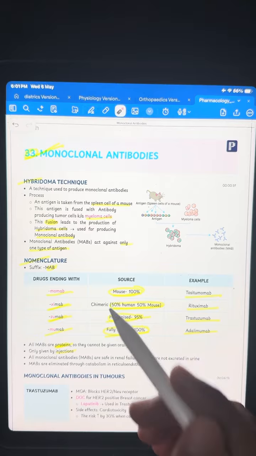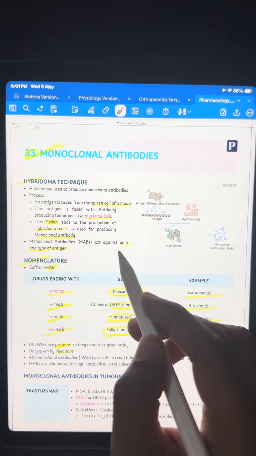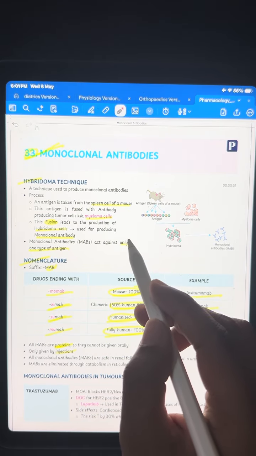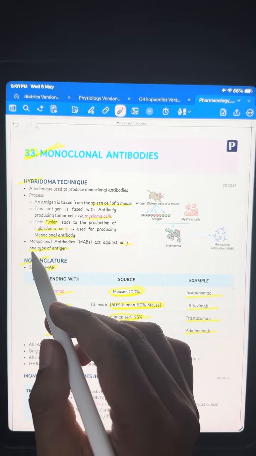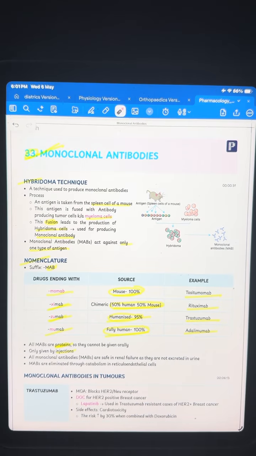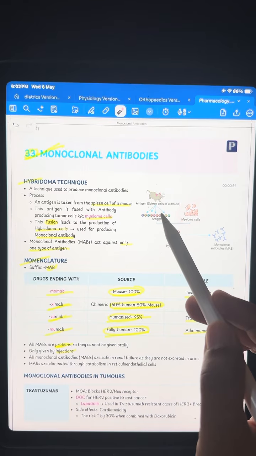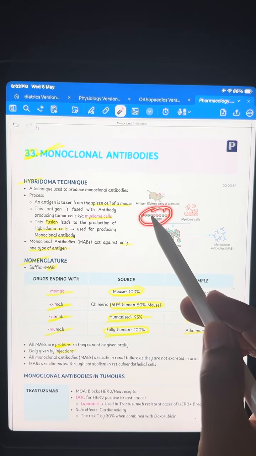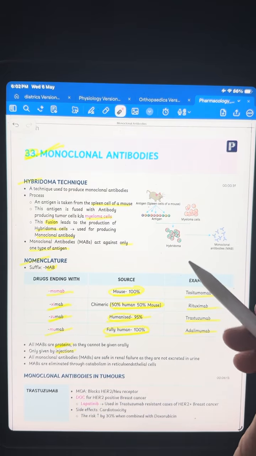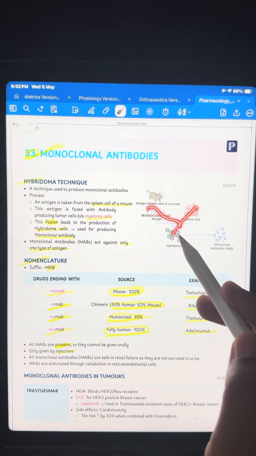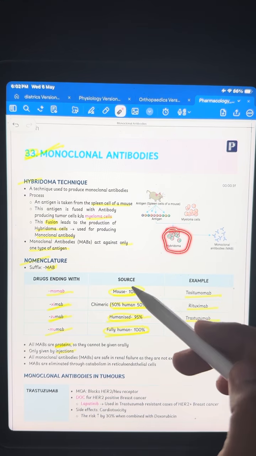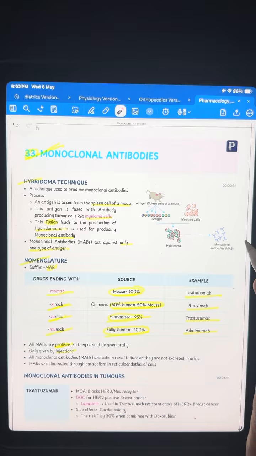And there is a specific thing about it, that it only acts against one type of antigen. These are myeloma cells. These are the antigens from the spleen of the mouse. Both of these combined to form this hybridoma, and these hybridoma cells are forming these monoclonal antibodies.